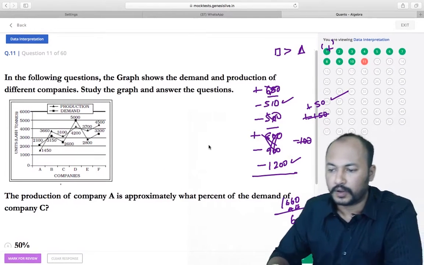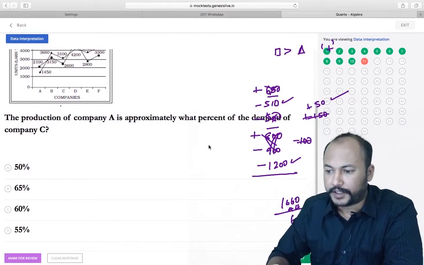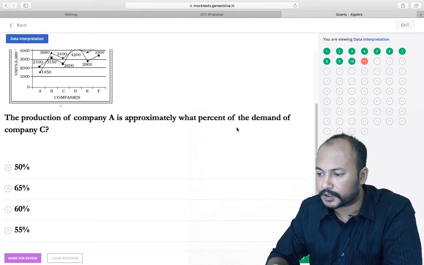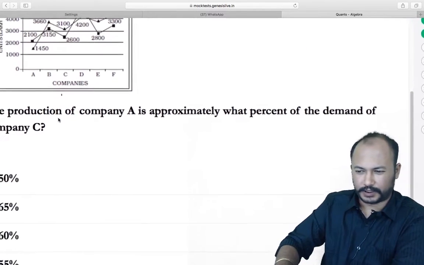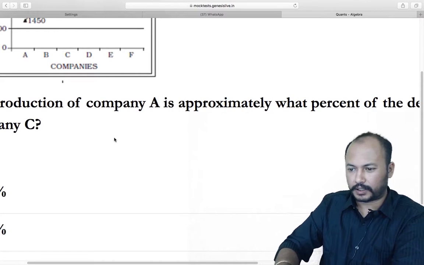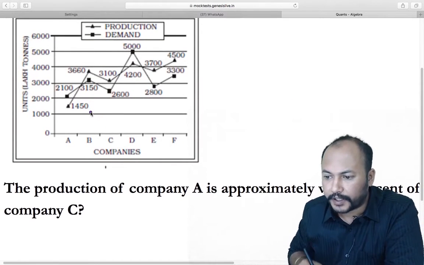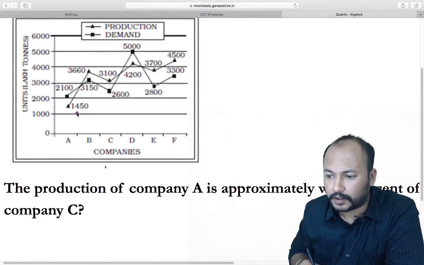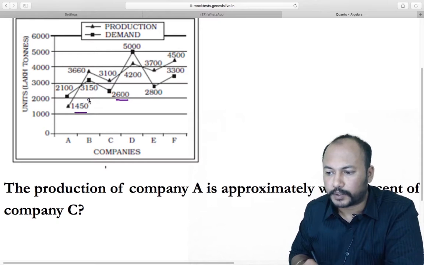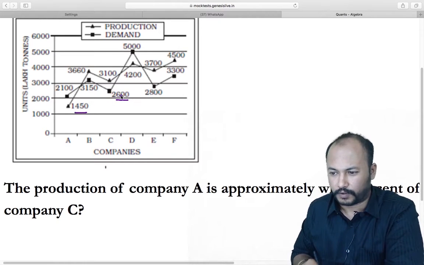Next question. The production of company A is approximately what percent of the demand of company C? Similar kind of the previous one. But here, production of company A, demand of company C. Production of company A is the triangle, demand of company C, this is what percentage of this? So now 50% of 2600 is 1300.